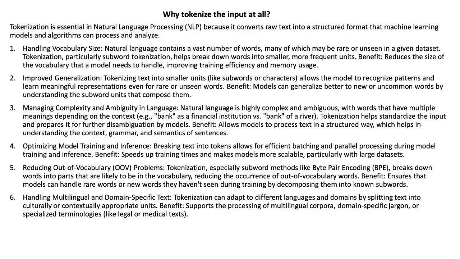4. It speeds up training and makes models more efficient by enabling batching and parallel processing. 5. It reduces out-of-vocabulary problems by breaking unfamiliar words into known subwords. And 6. It supports multilingual and domain-specific text, making tokenization flexible across different languages and specialized fields. Overall, tokenization is a crucial step that allows machine learning models to handle the richness and complexity of human language.